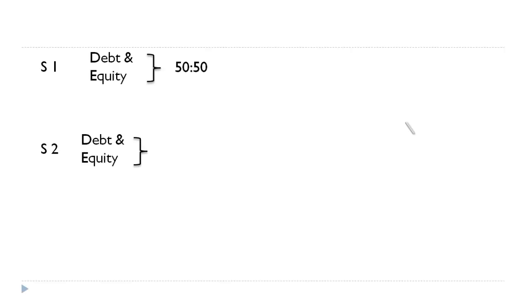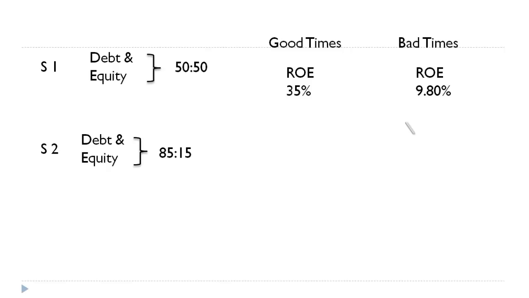So let us summarize that. What happened in scenario 1 and scenario 2? In scenario 1, the debt and equity component was 50-50, whereas in scenario 2, the debt and equity component was 85 and 15. So what happened because of this? In good times and bad times, the return on equity in good times in scenario 1 was 35%, and in bad times it was 9.8%, whereas in scenario 2 the return on equity for the same level of investment is 100%, whereas in bad times it is 16.33%.